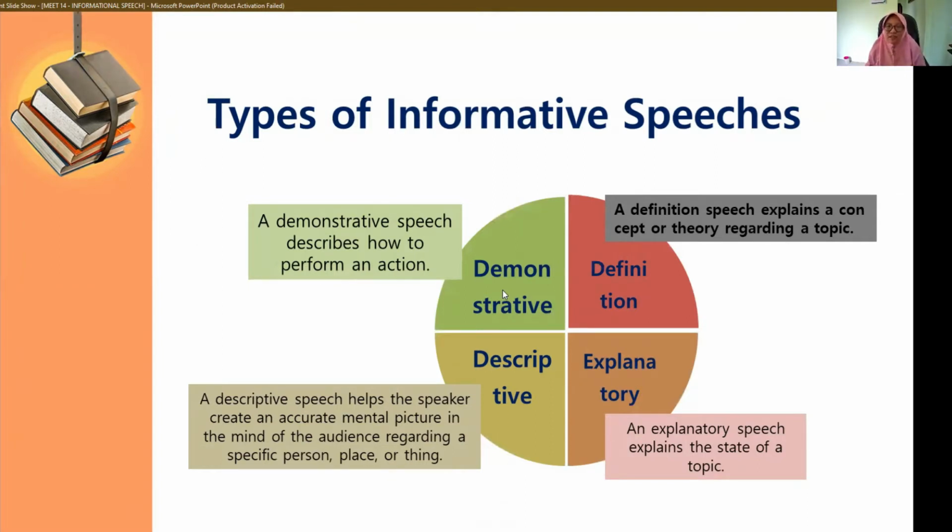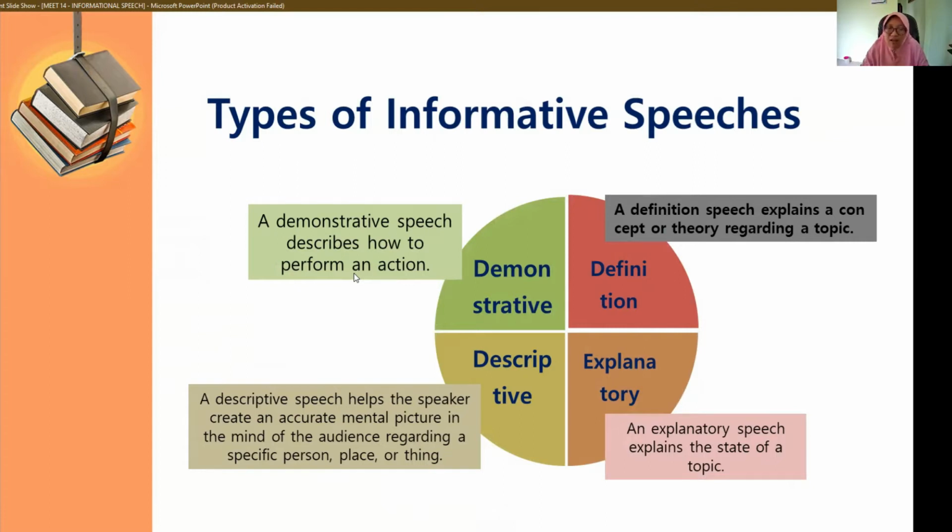Okay, on a demonstrative speech, of course, this is to describe how to perform an action. Like a demo for cooking or a demo for making something, this is an action. And then continue for the definition speech. A definition speech here explains a concept or a theory regarding a topic. So this one tries to explain in detail, to provide detailed information. Okay, this one is a definition speech.